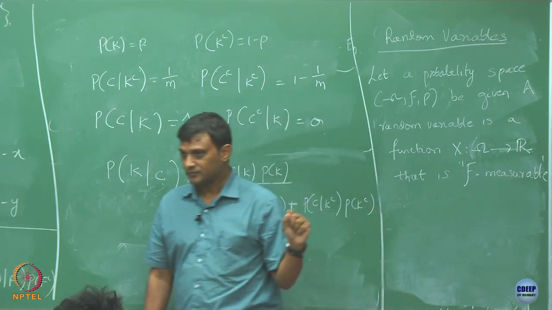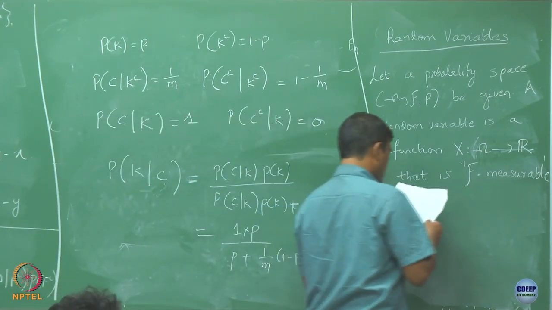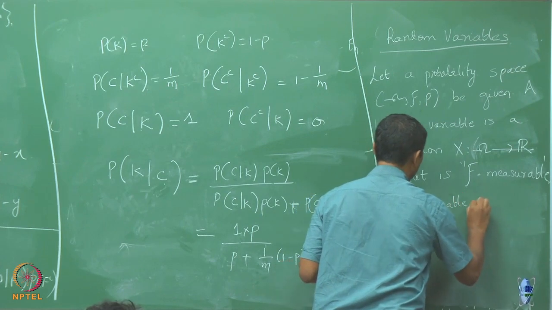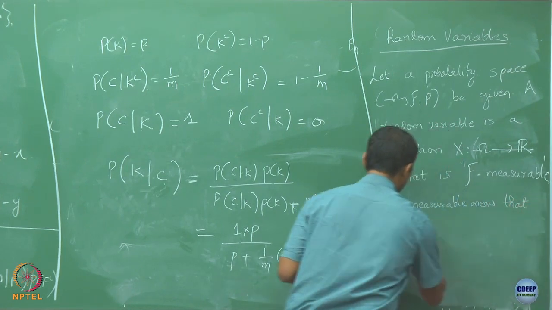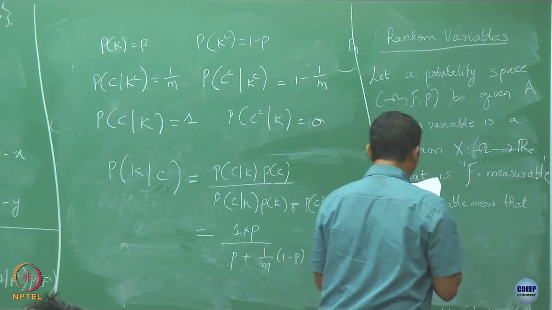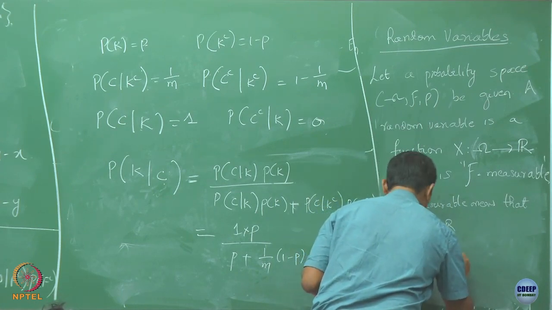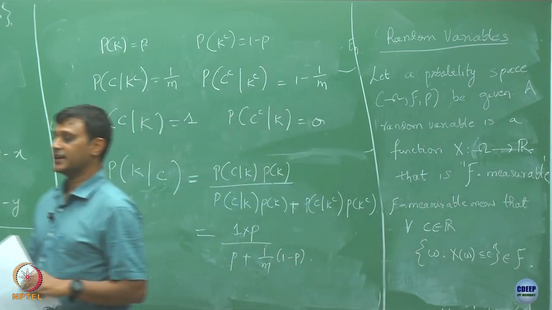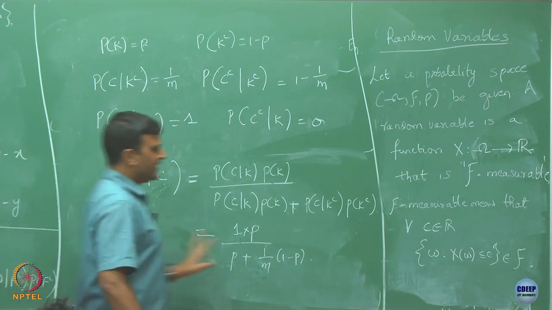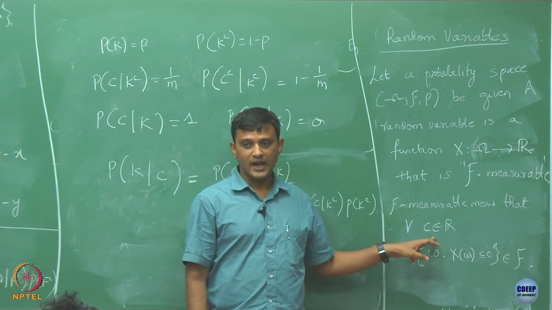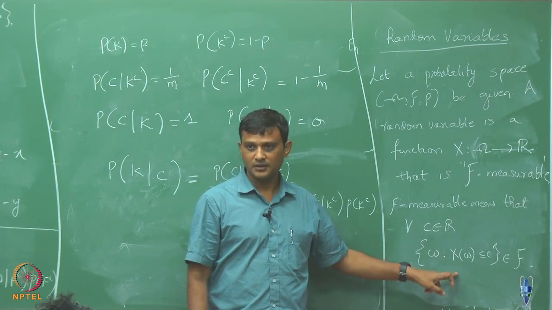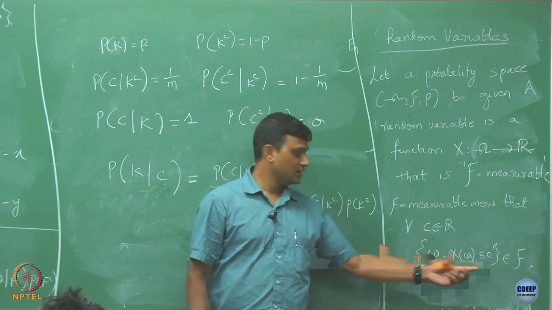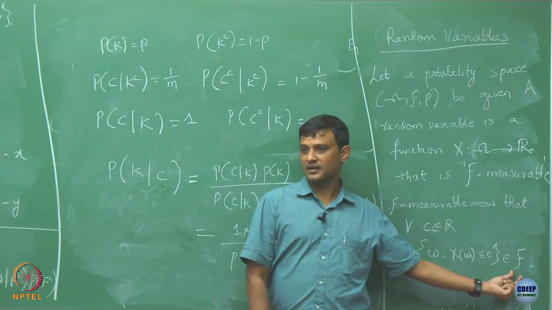Now what do I mean by F measurable? F measurable says that for all C in R, this is the definite meaning of F measurability. It means you take any C, and if I ask the question, the set of outcomes that are going to take value less than or equal to C, this is going to define a set. That set has to belong to the event space.